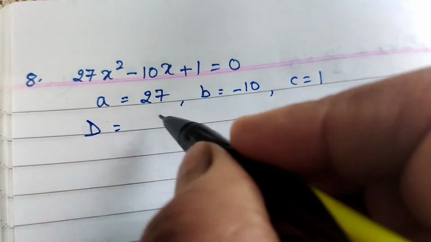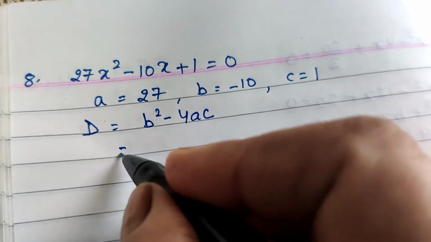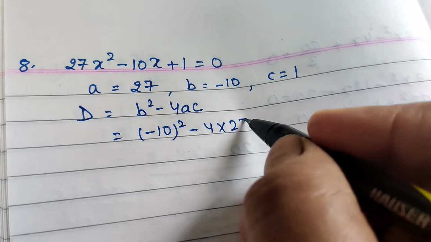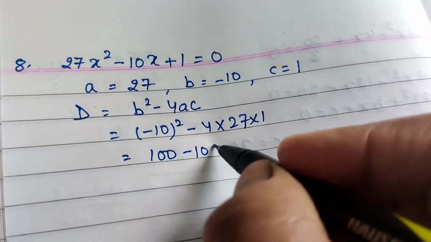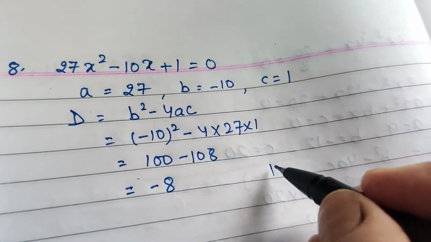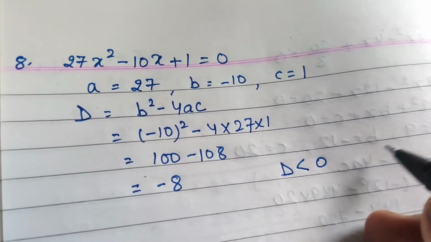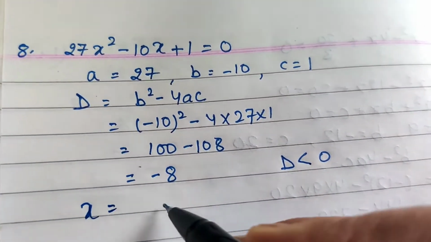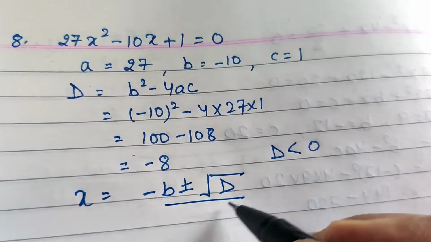First find the discriminant. Discriminant equal to b square minus 4ac. It is minus 10 whole square minus 4 into 27 into 1. It means 100 minus 108. 27 into 4 is 108, so it is equal to minus 8. So we can write D is less than 0. It means it has an imaginary root. Now x equal to the formula minus b plus minus root D upon 2a.